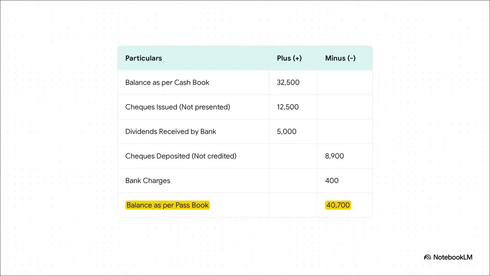We'll start with our cash book balance of $32,500. First up, we add $12,500 for checks we issued. Why add? Because even though we subtracted it, that money hasn't actually left the bank yet, so the bank's balance is still higher. Makes sense, right?